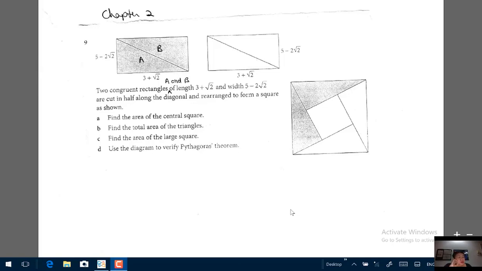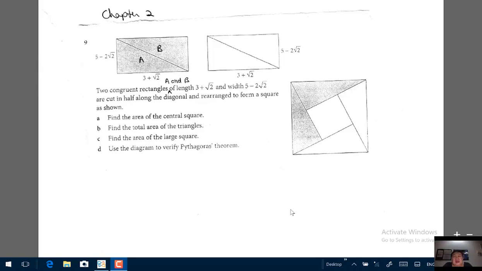Okay, so let's not waste time, let's begin. This question reads, we are given two congruent rectangles. Congruent means the same size, same shape. Rectangle A and B. The length is given as 3 plus square root 2, and the width is 5 minus 2 root 2. These two congruent rectangles are cut into two triangles, all right? Then they are arranged into 4 to form a square.